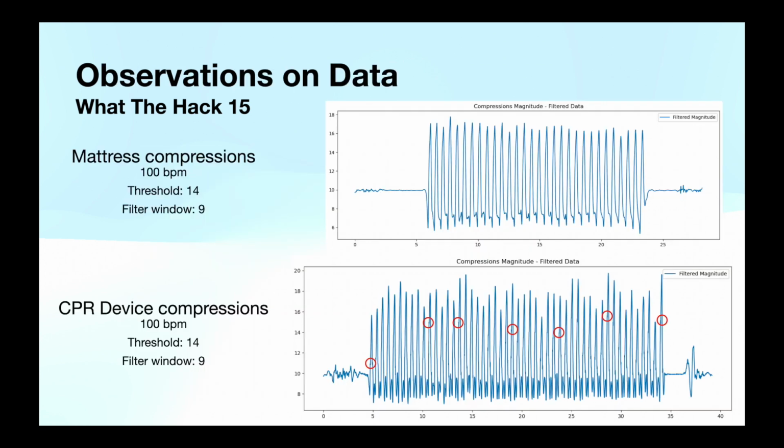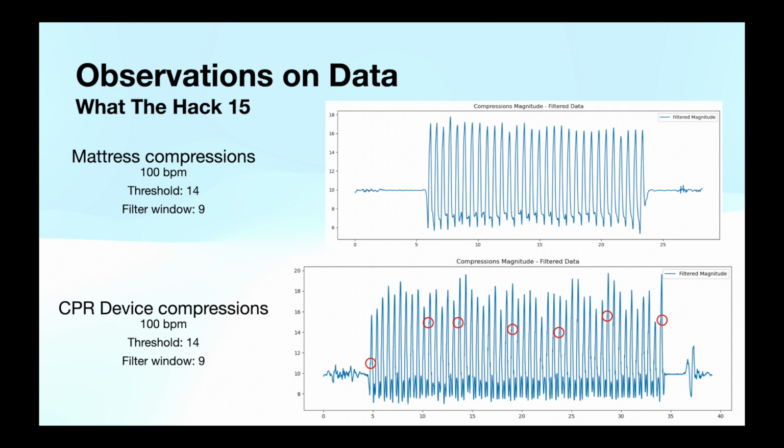After plotting the data gathered, we have made some interesting observations. Both the mattress data and CPR device exhibit similar wave patterns when magnitude is plotted over time. However, the mattress data seems to be smoother than the data provided by the CPR device. The jagged areas in the CPR compression device are circled red, which are not observed in the mattress data. This has led to some small inconsistencies in accurately measuring the compression count and rate for the different target rates of compression.